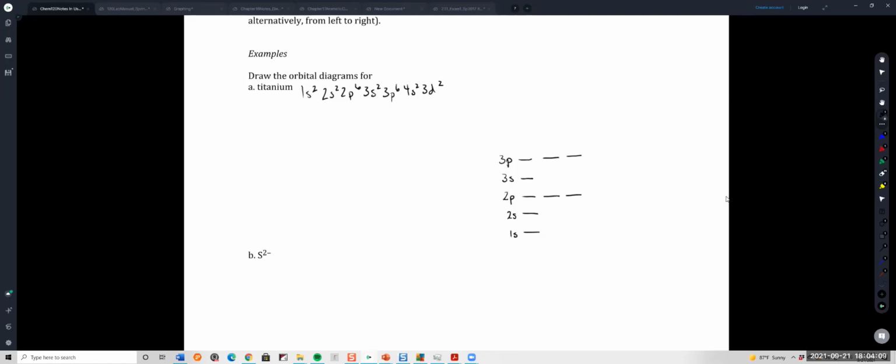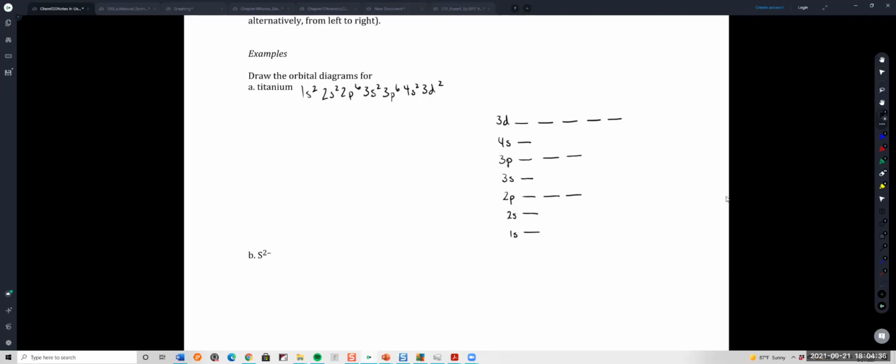After 3p, we have 4s. This is again always come in sets of 1 orbital. And then 3d, how many on 3d? How many lines should I have for d's? These come in sets of 5. Good. All the bottom ones are full of electrons.